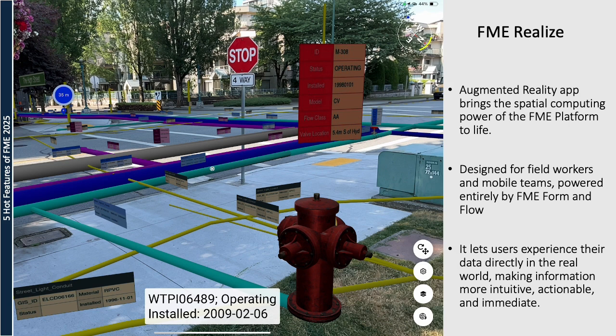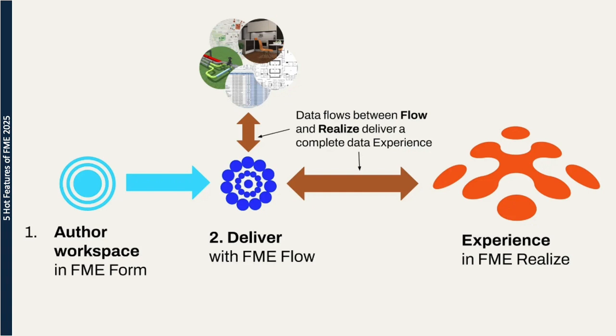At the recent Peak of Data Integration user conference, FME Realize was rebranded from the Augmented Reality app. It's designed for field workers and mobile teams, and it's powered end-to-end from Form to Flow, taking advantage of the entire platform. It aims to deliver real-world data as a more intuitive, actionable, information-rich and immediate environment. To take advantage of this, we need to author a workspace extracting your organization's data in 2D. We then transform it into 3D objects and deliver it using the power of FME Flow to deliver the app and experience.